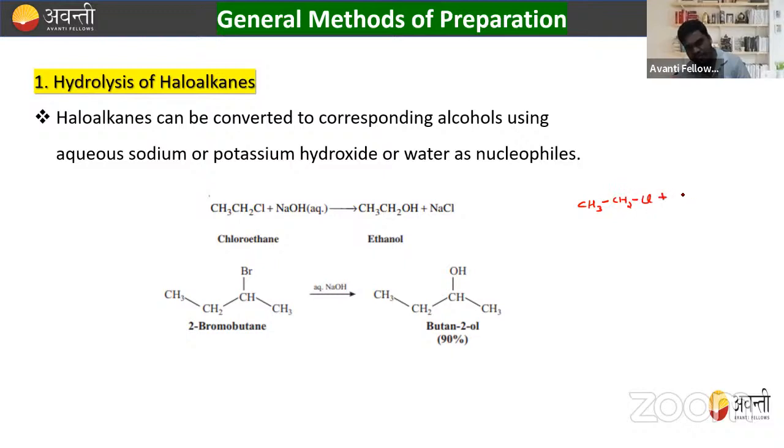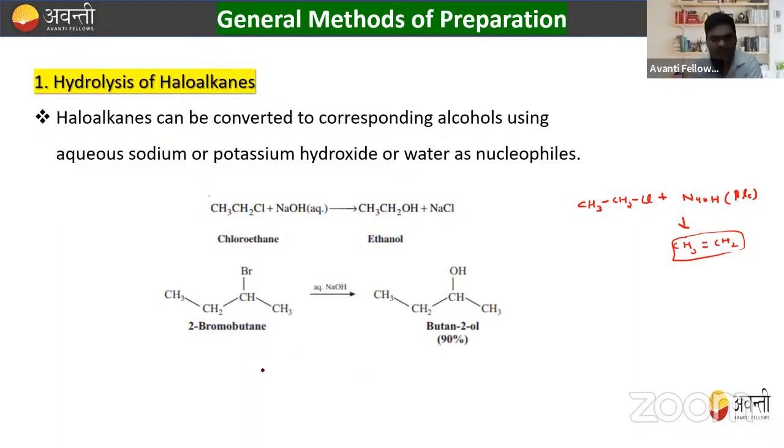But let us assume that in place of aqueous NaOH, you have alcoholic NaOH. Then we know we get the elimination reaction, and we get CH2=CH2, the beta elimination reaction. We'll get ethene. So always remember, aqueous NaOH must be present. If aqueous NaOH or KOH is present, then KCl or NaCl is removed and we get CH3CH2OH. So this is the first method by which we prepare alcohol.